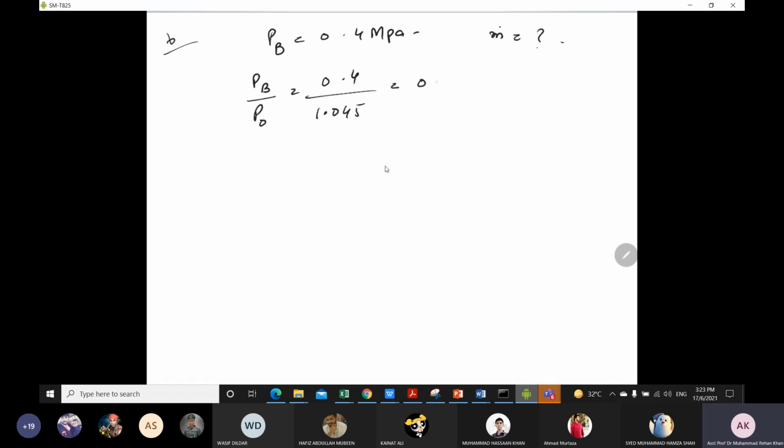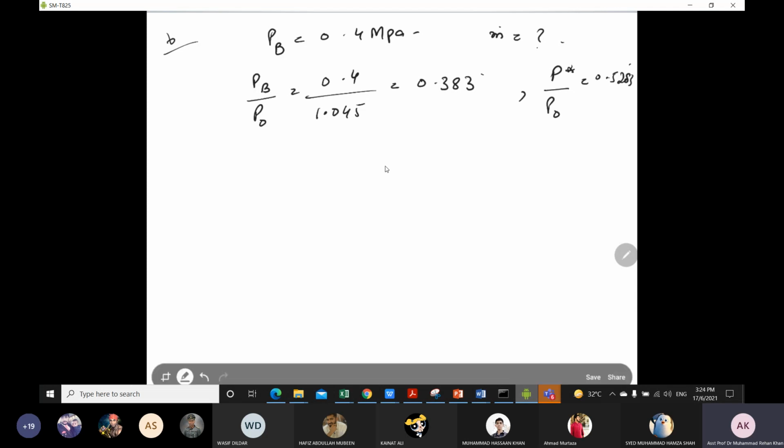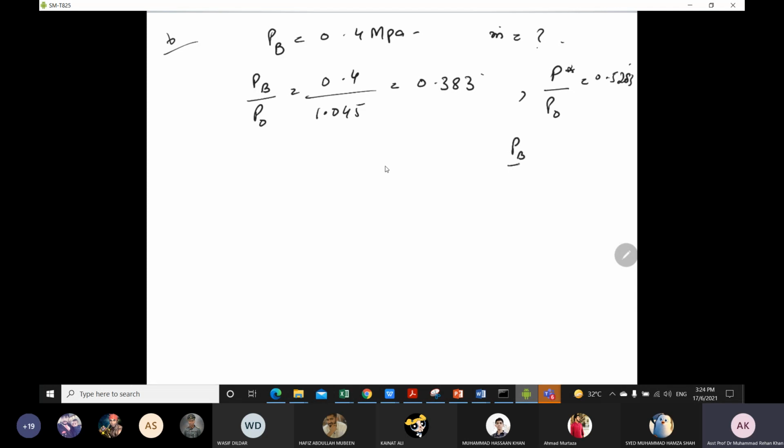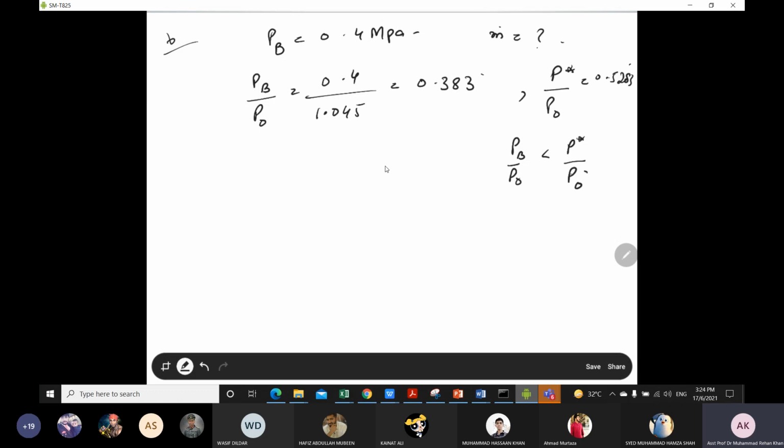1.045. So from here we can find that PB by P naught value is 0.383, and P star by P naught value we have already found in part A. So P star by P naught is equal to 0.5283. So from here we can easily figure out that PB by P naught is less than P star by P naught. Okay, so from there you can say that your flow is choked now. Okay, because your PB by P naught is less than P star by P naught. And if your flow is choked, your mass flow rate is maximum.